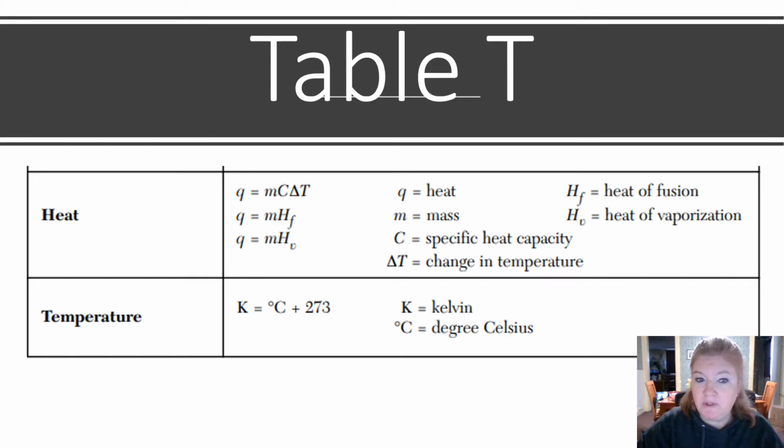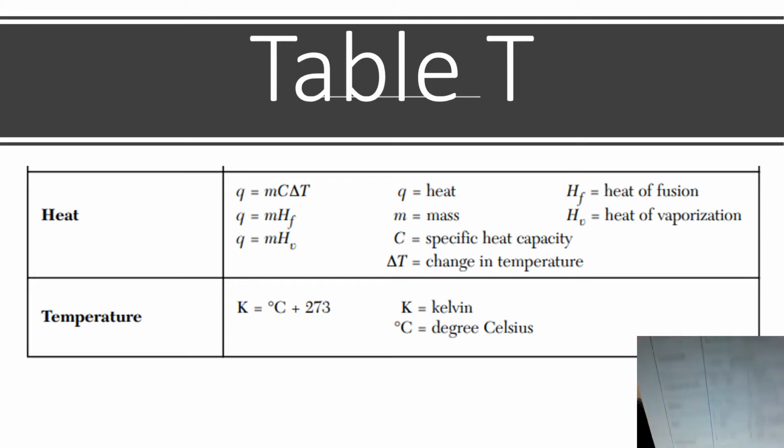Table T, which has the formula for heat, well, 3 separate formulas actually, and then the formula for temperature conversions. So for heat calculations, you don't need to do temperature conversions. I just recommend it because then you don't have to worry about negatives. But again, so here we are, table T.